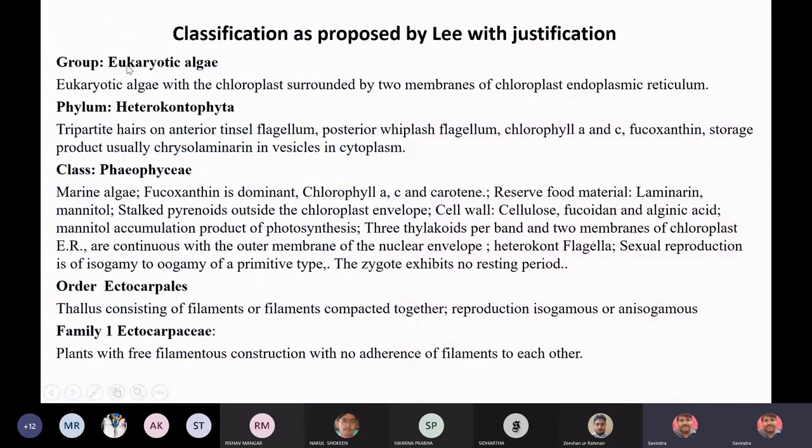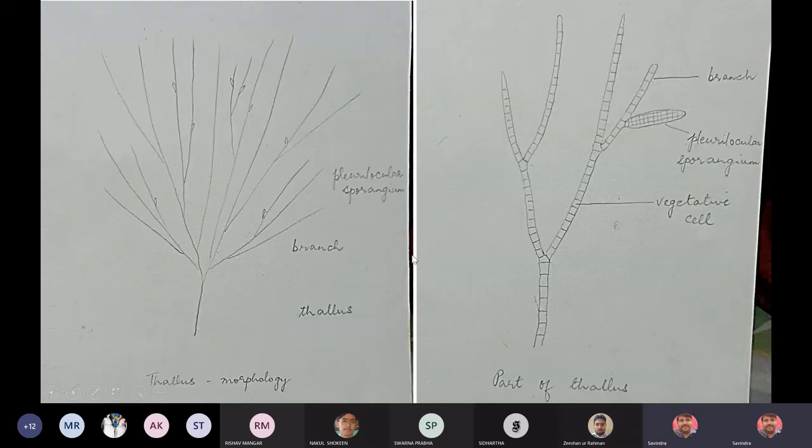So this is the classification as proposed by Lee with justification. Why it is under Ectocarpus? Thallus consisting of filament or filament compacted together, as well as their reproduction is isogamous or anisogamous. These are the diagrams you have to make. Thanks to Minal ma'am, उन्होंने सारे अपने diagrams दे दिए। तो अगर आपको original diagrams या book से बनाने, it will take too much time.